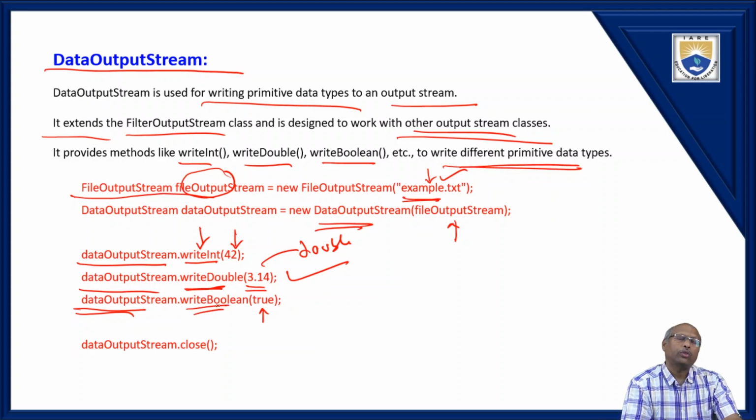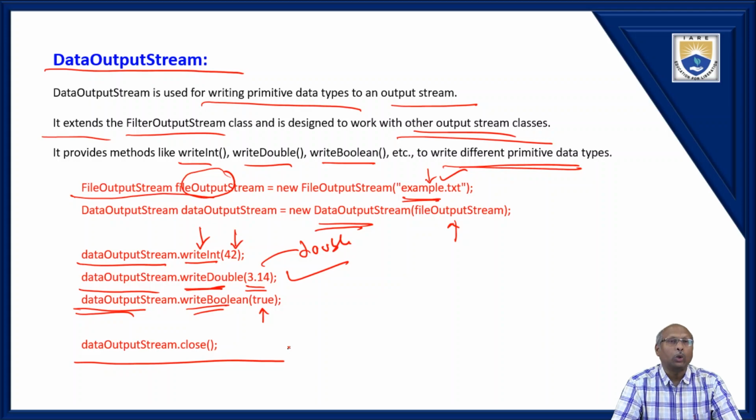So if you are using DataOutputStream, there you can use the direct methods: writeInt, writeDouble, writeFloat, writeBoolean, writeShort. The standard methods are there. And finally, you can close it. So these are the standard methods for the output stream.